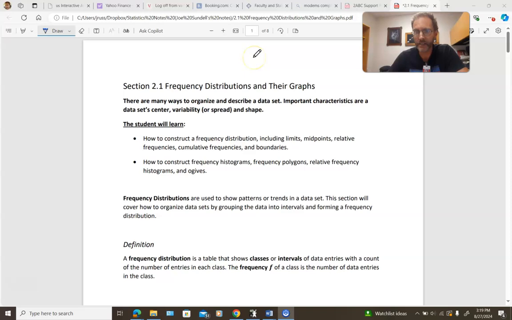So when you have a data set, you try to let the data tell you a story, so we're going to be talking about that some. Now, section 2.1 right here, as you can see, this is on what are called frequency distributions, and then we're going to look at some other graphs.